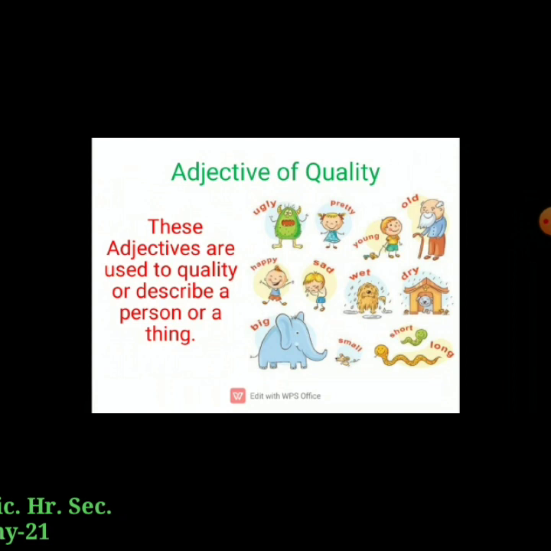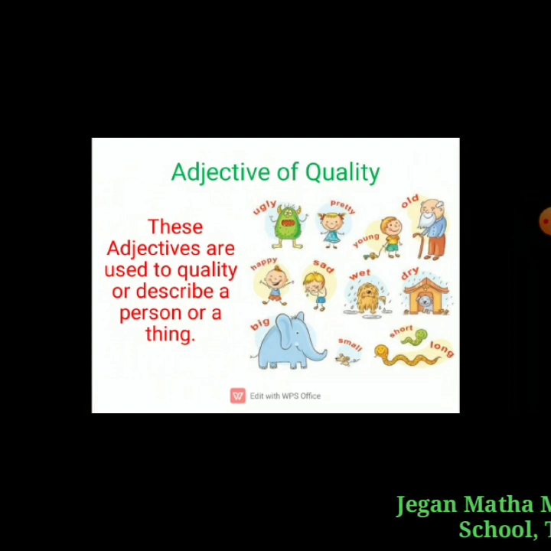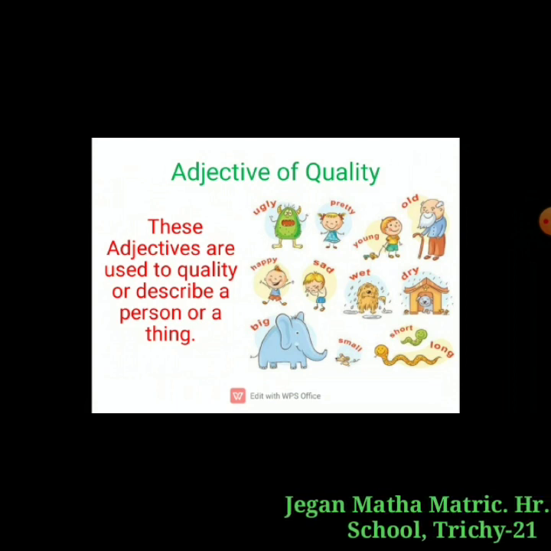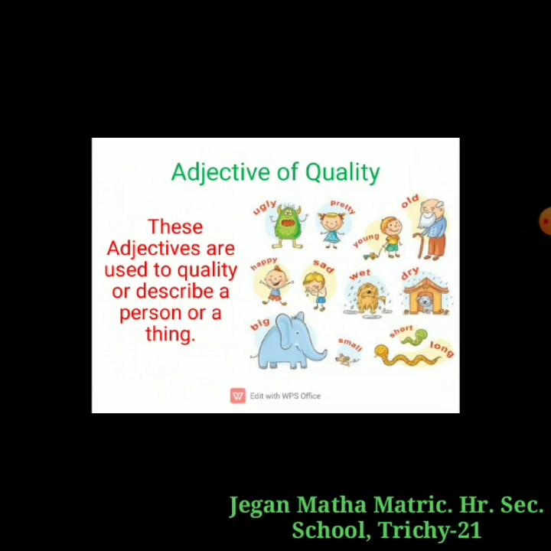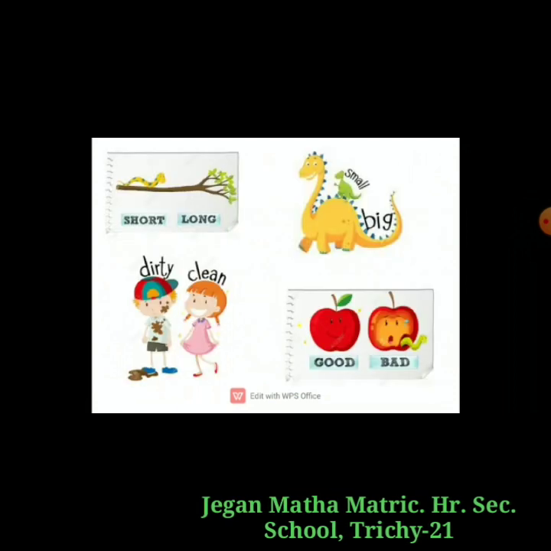These adjectives are used to qualify or describe a person or a thing. It is the adjective of quality. For example, ugly, pretty, old, young, happy, sad, wet, dry, short, long, small, big. What describes a person or a thing? How is he? Ugly. How is she? Pretty, young. So we can use the adjective of quality.